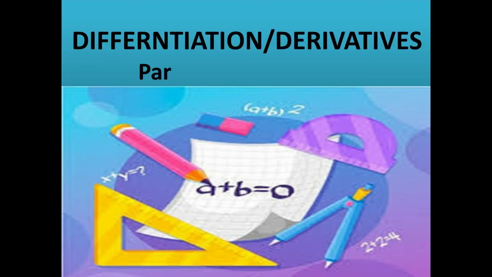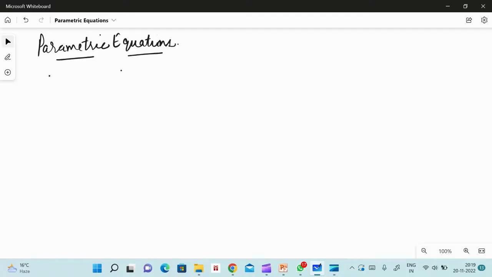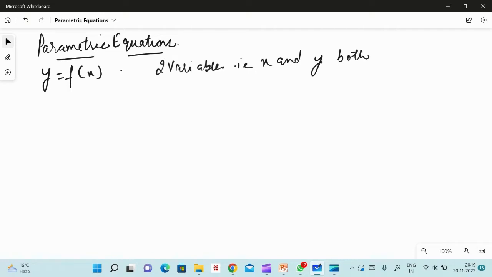Now let's discuss the next part of derivatives, that is parametric equations. In derivatives, normally we have studied that y is a function of x, right? But what happens when there are two variables, let's say x and y, both are functions of a third variable?